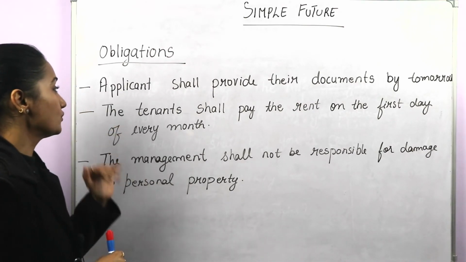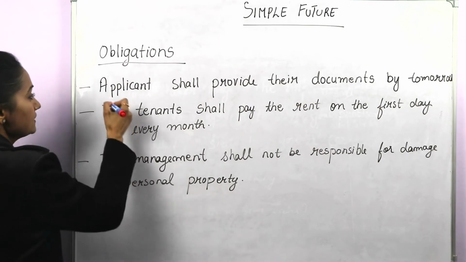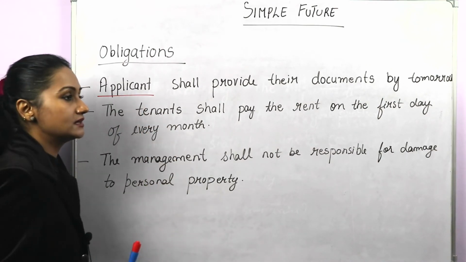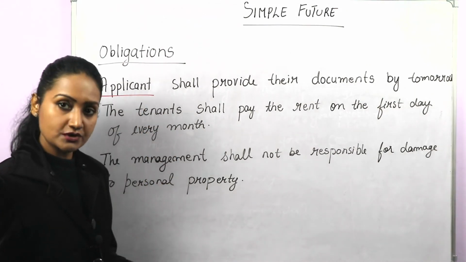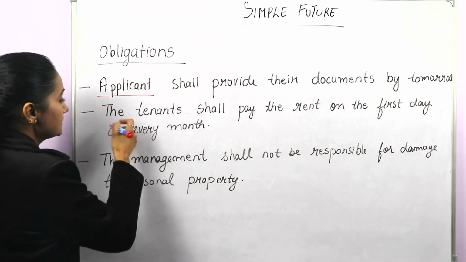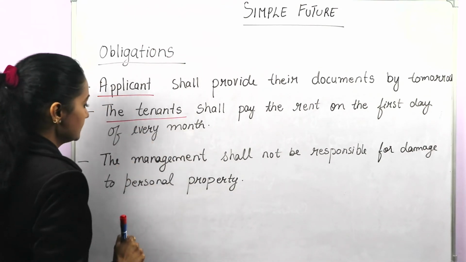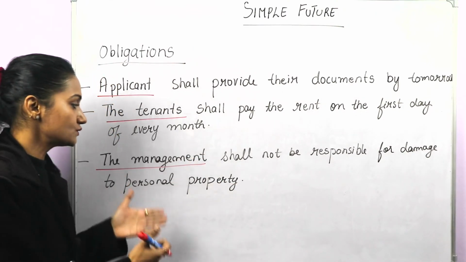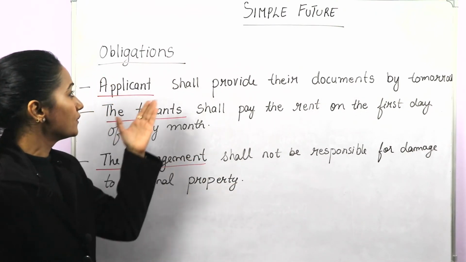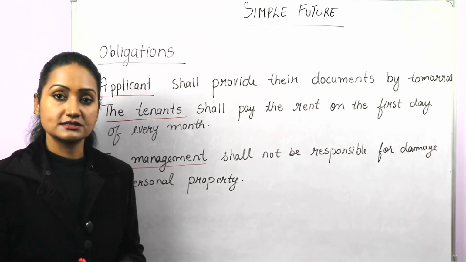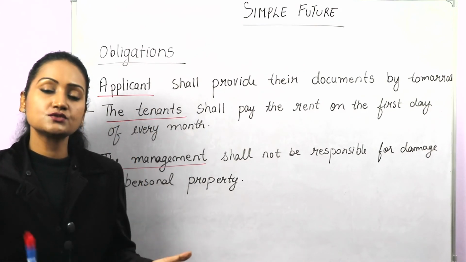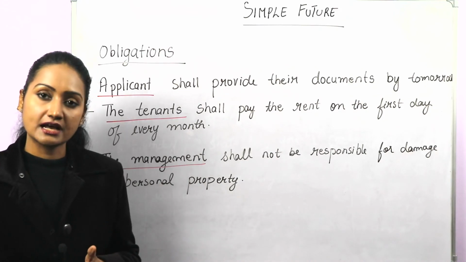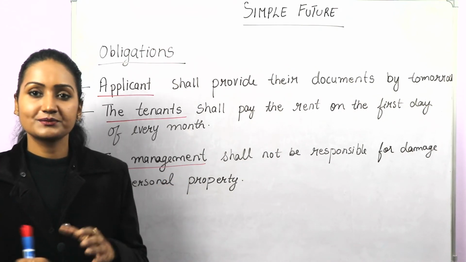Okay, and one more thing, here it is applicant, which can be he or she, third person. Okay, then tenants, this is again third person. The management, third person. So here we can use it with third person also when we are talking about obligations. Okay, otherwise in other situations it is better to use shall with I and we.